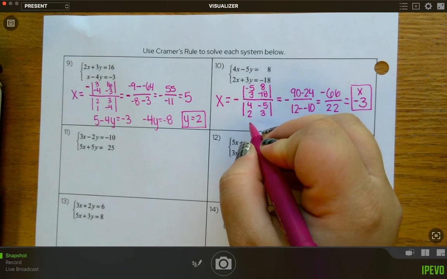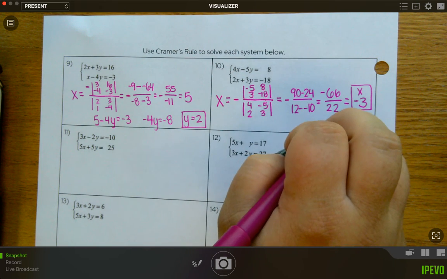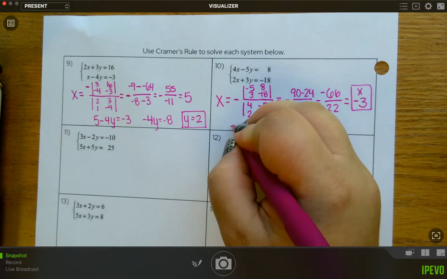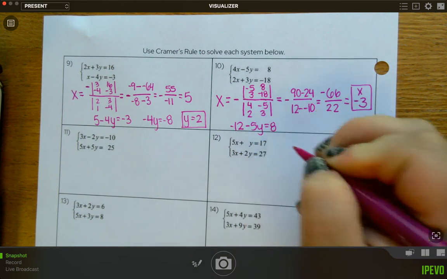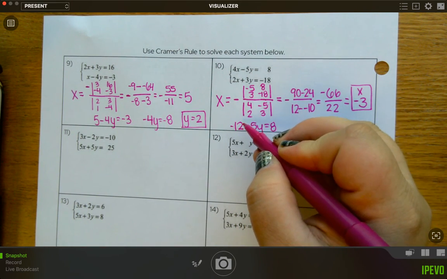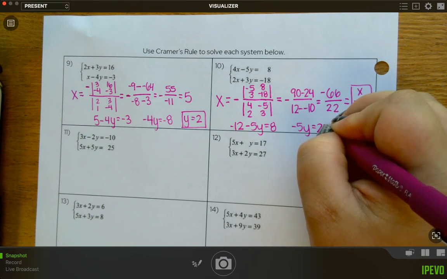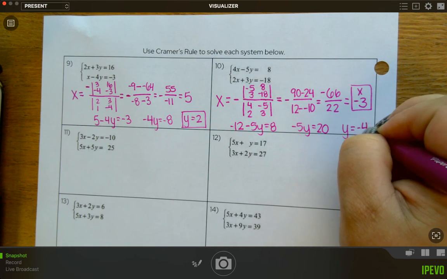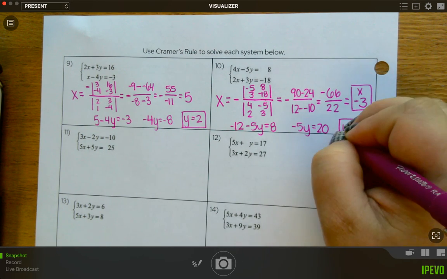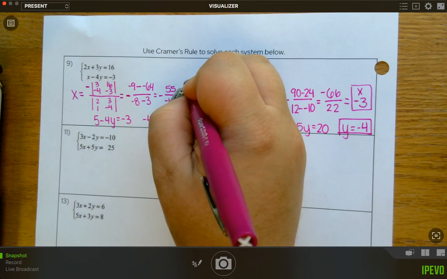Okay, so then we plug that back in for x right here. 4 times negative 3 is negative 12 minus 5y equals 8. And I need to add this 12 to the other side. So I get negative 5y equals 20. And y equals negative 4. And over here I should have put an x equals.